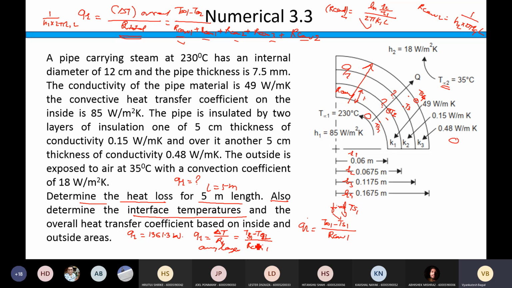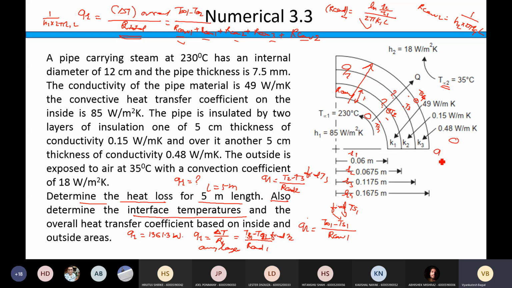So once you get TS1, put it here and then find T2, right? Next you will write the expression QR is equal to, for this layer now, the temperature T2 minus T3 divided by R conduction 2, right? T2 you have calculated here, then you can find T3 from this. QR is same everywhere. So T3 is also known.